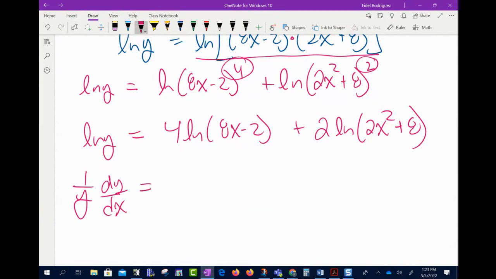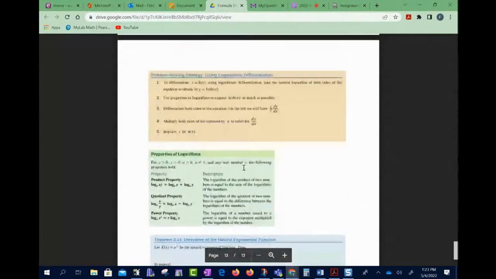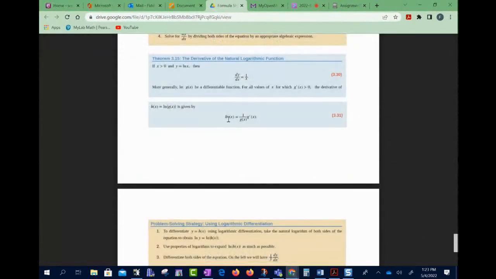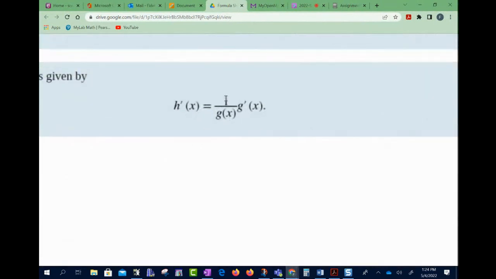Now, in case you forgot the derivative of the natural log, let me see if I can come back over here. Here we go. The derivative of the natural log is 1 over your function times the derivative of the function itself, okay? So let me explain what I mean by that.